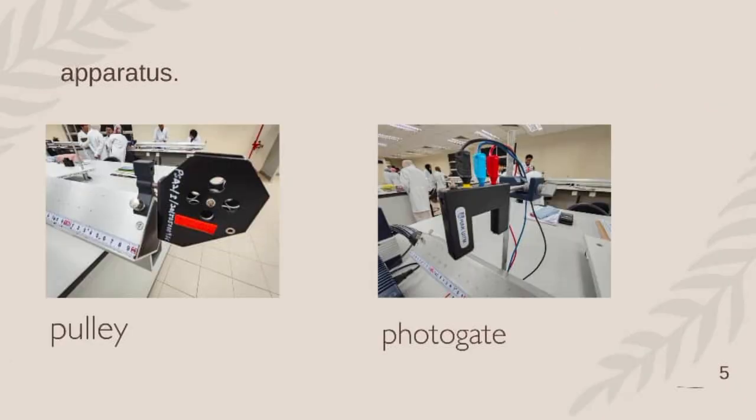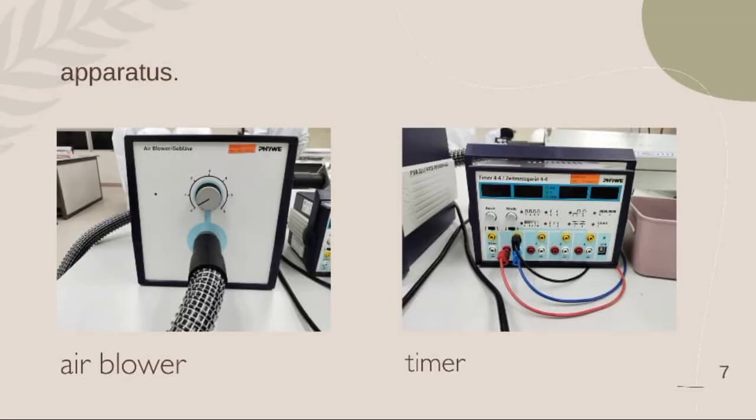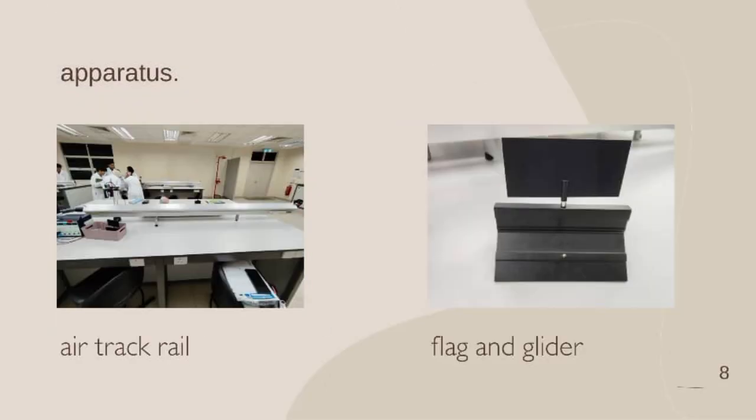The apparatus needed for the experiment are a pulley, photo gate, mass hanger attached with a pressure tube by a spring, a blower, timer, a track rail and the flag, and the glider.